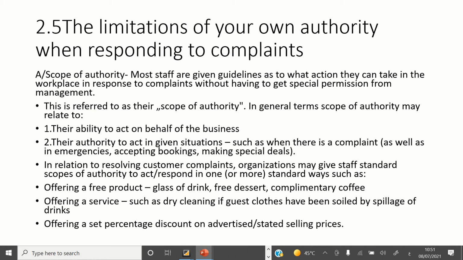In relation to resolving customer complaints, an organization may give a staff member a standard scope of authority to act or respond in one or more standard ways. For example, he might be given authority to offer a free coffee. He might be given authority to offer a discount on a service, like cleaning a dress for free if one of the dresses was damaged or soiled by spillage. Offering a set percentage discount can be a type of authority given to an employee in reception, for example.